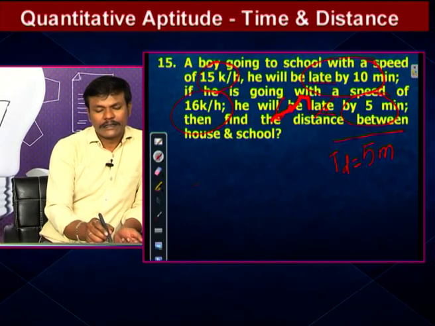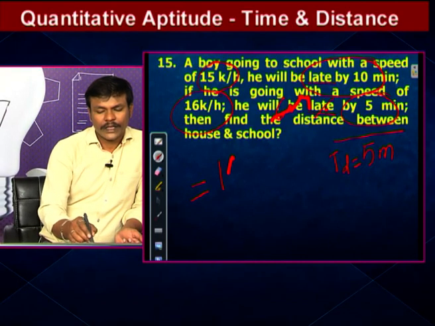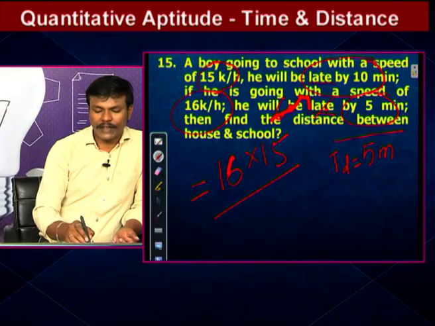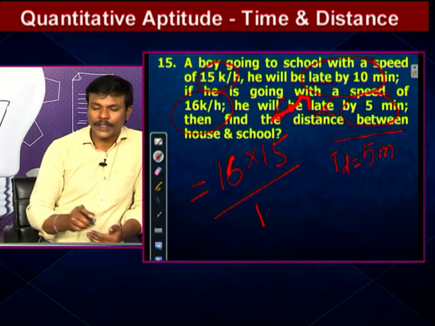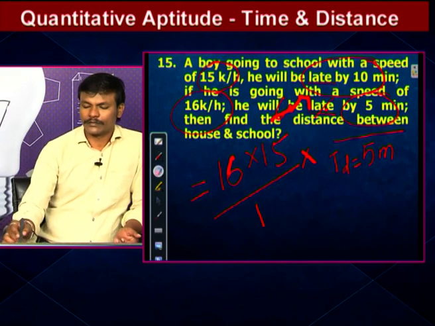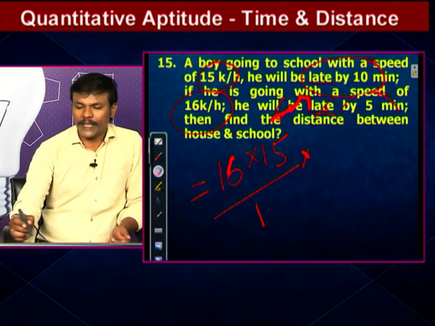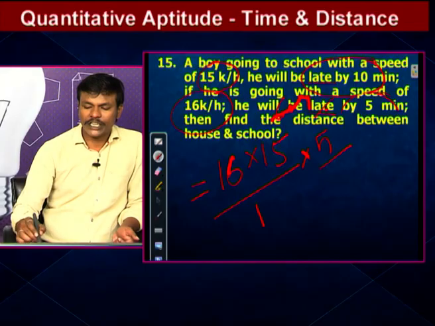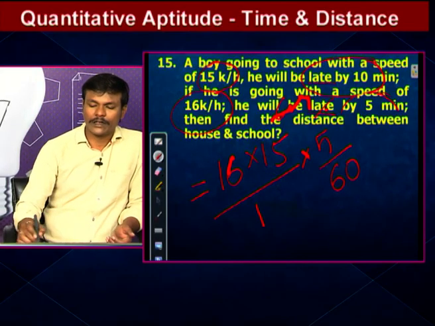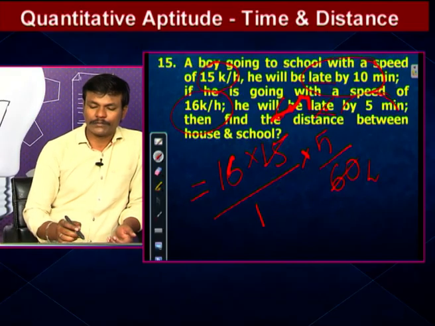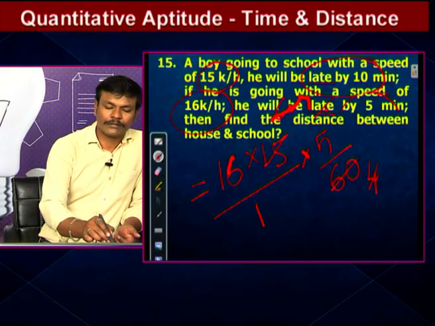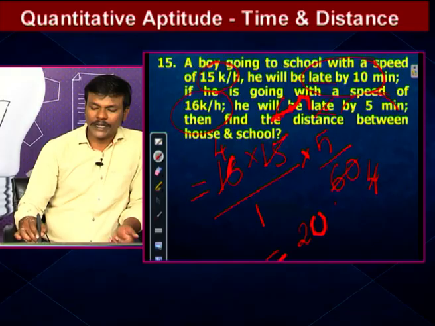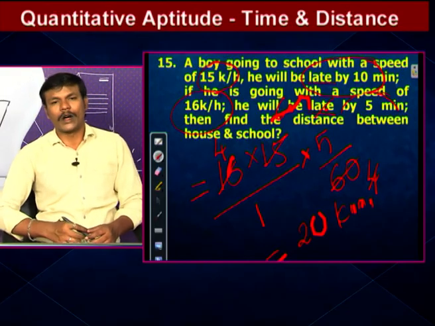Simply 16 into 15 by the difference of speeds, 1 kilometer per hour, into the difference of time, 10 to 5, both are late, 5 minutes by 60. 60 is 15, 4 is 60, 4 4 is 16, 4 5 is 20. 20 kilometers is the distance from house to school.